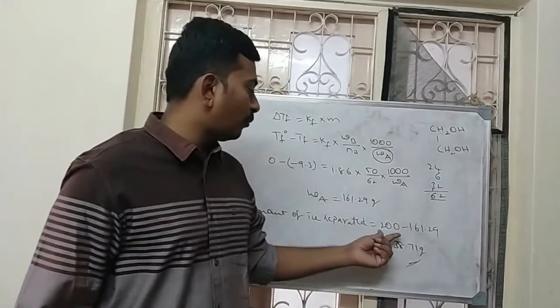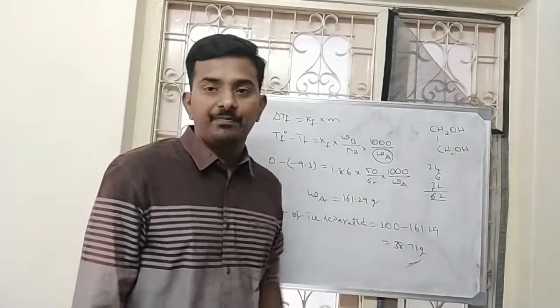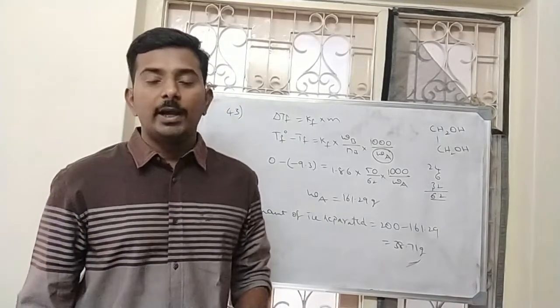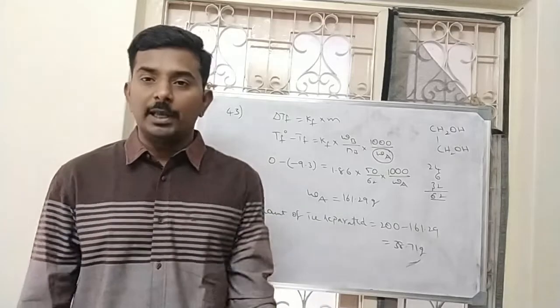So 200 grams of water initially we have taken. After freezing, this much amount of water is left. So what is happening to the remaining water? The remaining water will be converted to ice because freezing is taking place. So the answer will be option A.